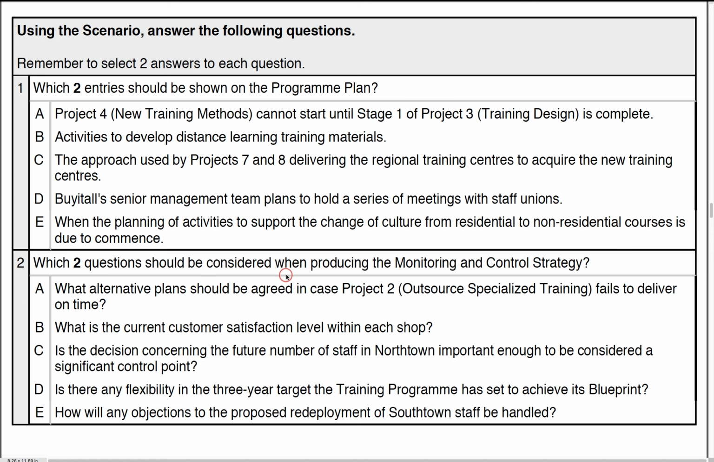Okay, monitoring and control strategy, descriptions and definitions on how we monitor and control, etc. So let's have a look at the statements here. What alternative plans should be agreed in case Project 2 fails to deliver on time? Well, as much as monitoring contains escalation routes, this is a specific risk response to failing to deliver. What alternative plan? So this is a risk response and not to do with the monitoring and control. So that's not an answer.